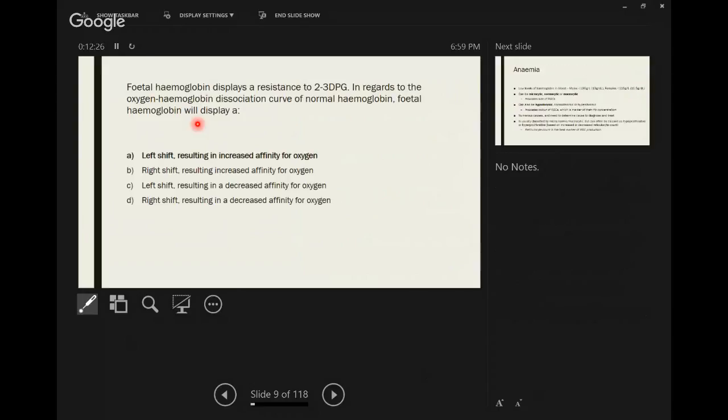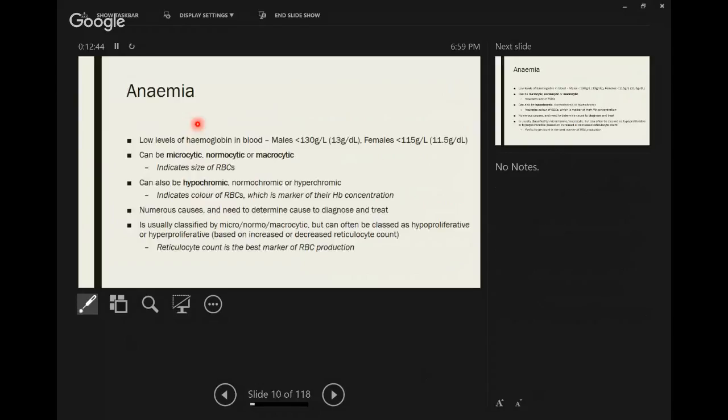So left shift means it binds hemoglobin more tightly, and that's so it can actually deliver it properly throughout the tissue. Because if you think about it, the fetal blood supply needs to get oxygen. And so it needs to better perfuse that. That can't be lost to the mother's tissue.